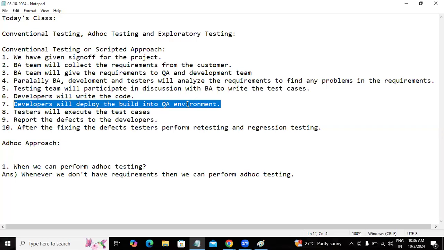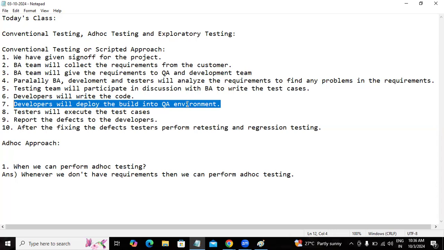There is no guarantee, and we cannot cover 100% testing coverage in ad hoc testing. We cannot give 100% assurance that we have completed testing, because we don't have requirements. That is the reason we cannot guarantee 100% coverage.